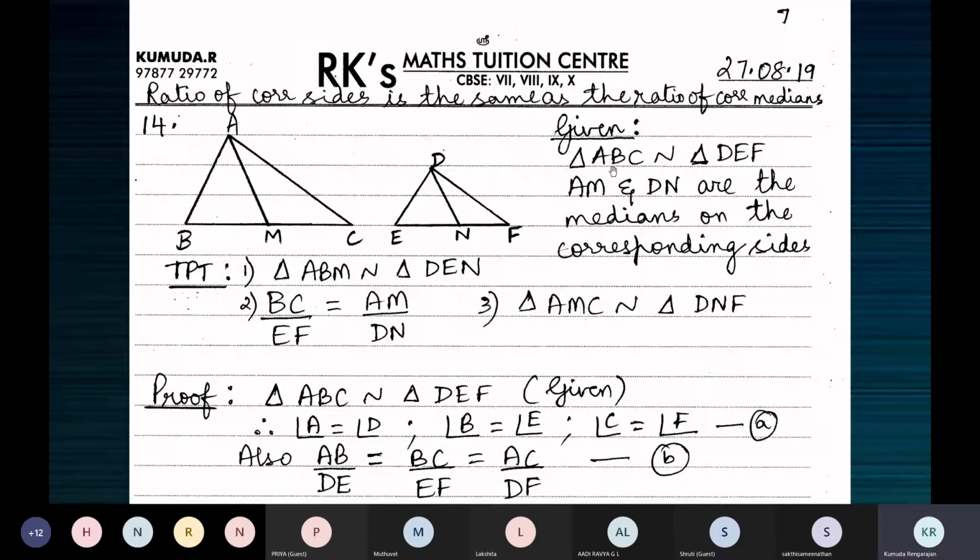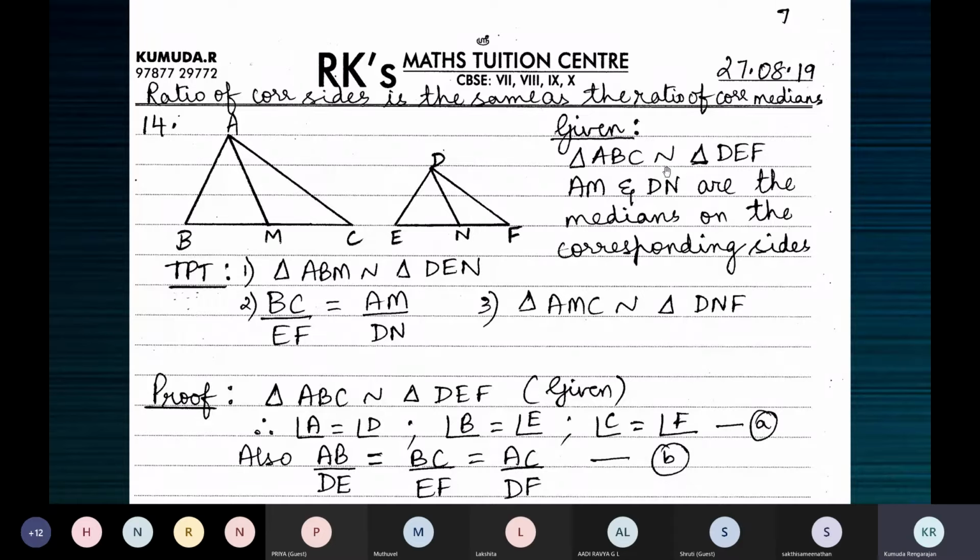So what are the ratios we have on the corresponding sides? AB by DE is a ratio of the corresponding sides. Side AB corresponds to the side DE, or you can say side BA. Side AB, side BA refers to the same side. So side AB corresponds to the side DE. The ratio on the corresponding sides AB and DE is AB by DE.